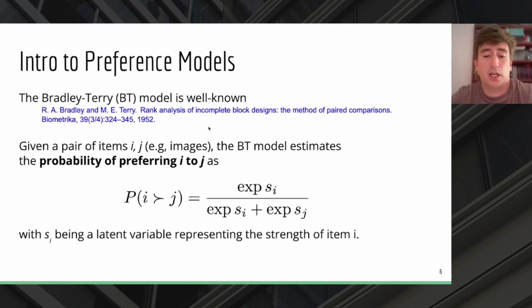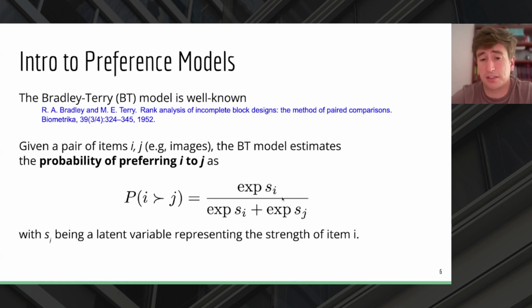For this talk, we are going to take the Bradley-Terry model because I think it is the most well-known model, released a few years ago. Basically, this is just an expression. Assume we have a pair of items, two items like A and B, that can be images. The Bradley-Terry model estimates the probability of preferring one over the other. And you can see this is a very simple expression.